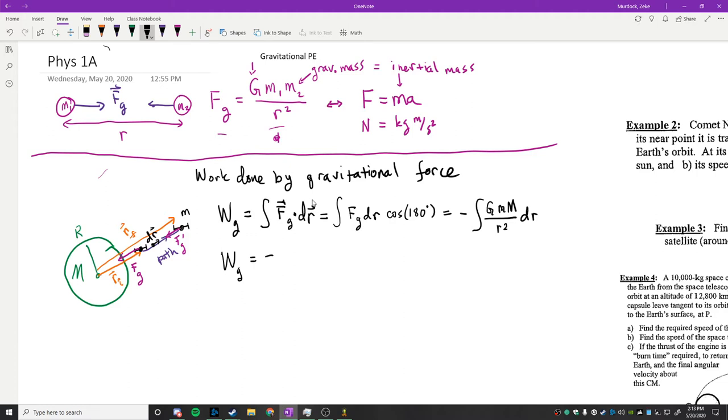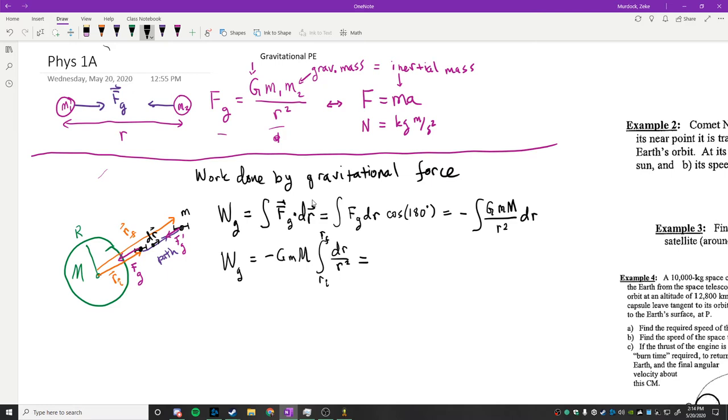So we're going to basically pull out the negative G, little m, and then big M we can definitely pull out because it's the mass of a planet. That shouldn't be changing for any reason. And we multiply by the integral of dr over r squared. And then we go with our limits here. So our limits are going to be r initial up to r final, like that. And then we just evaluate this integral. What's that integral going to be equal to here?